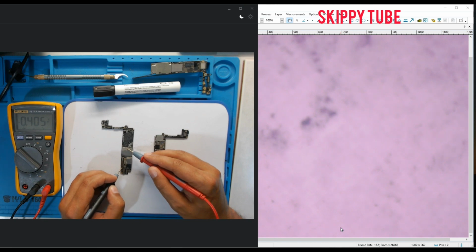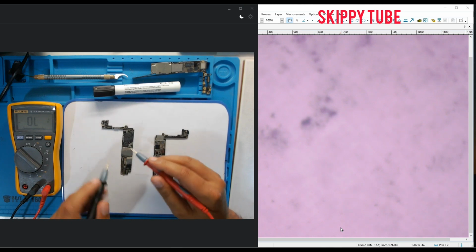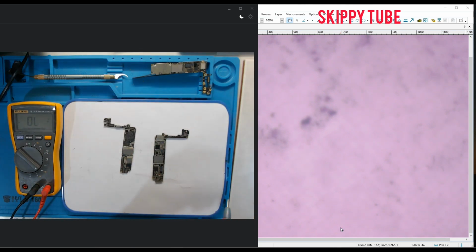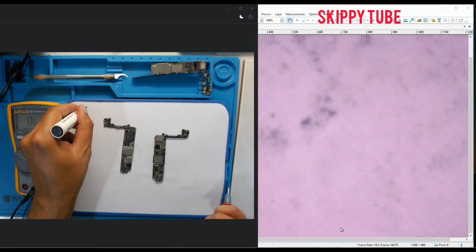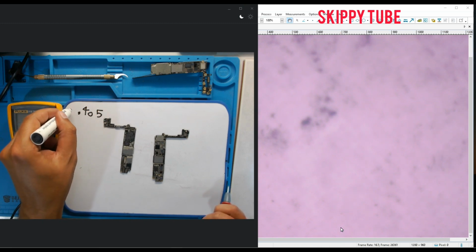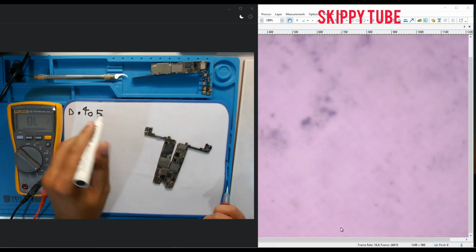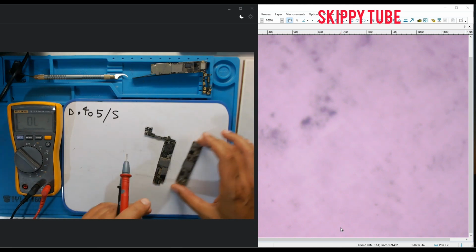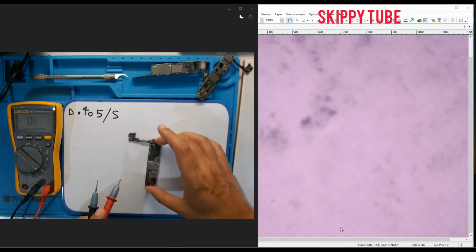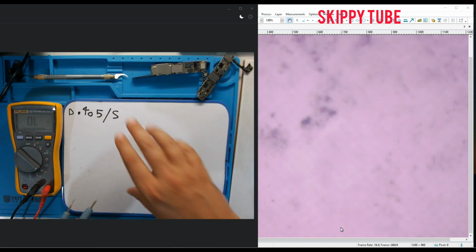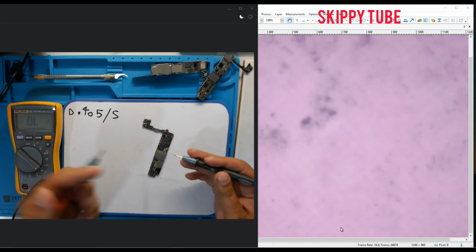You see when checking the diode value on the battery connector positive pin, just check that one. It shows me 0.405. This is the diode value. And now I want to check the Skippy test. Okay, now I'll tell you what the Skippy test is.